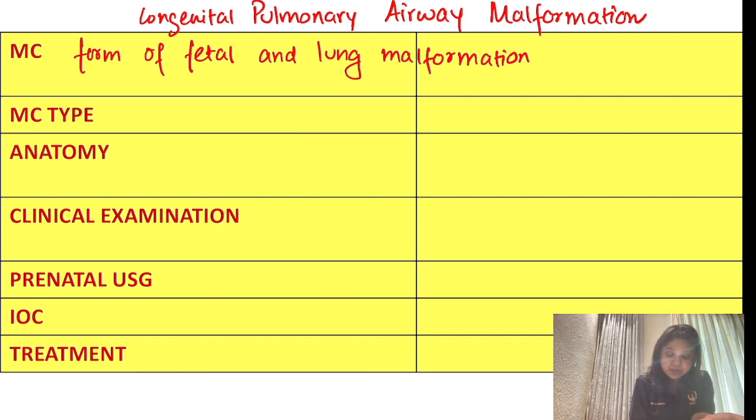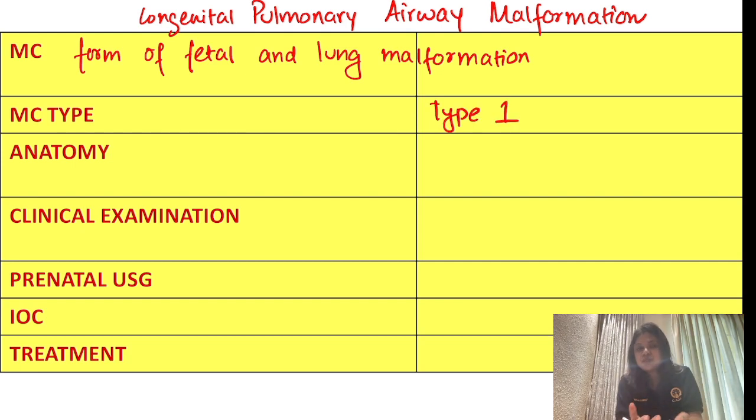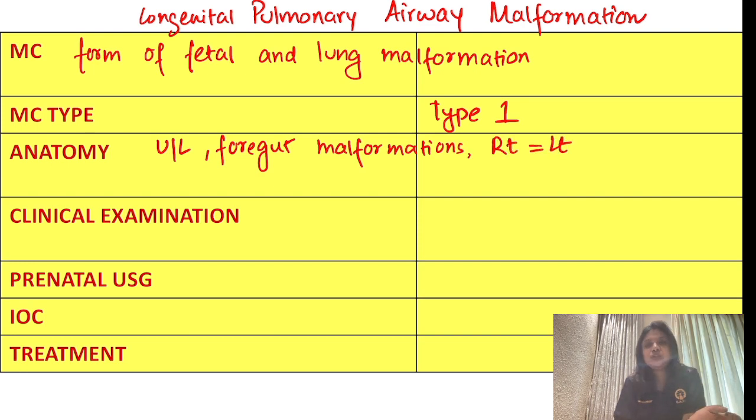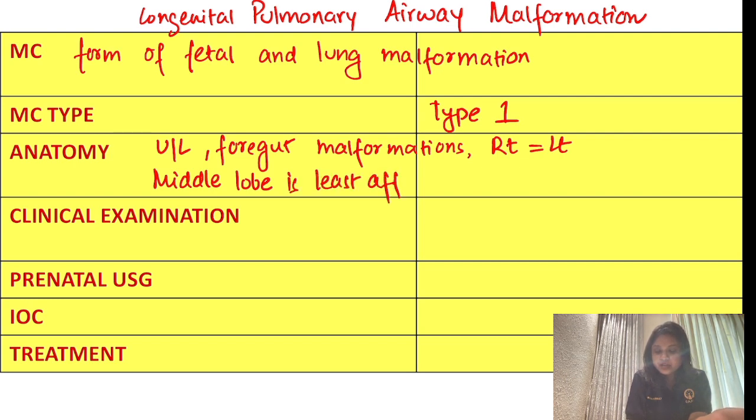So what is the most common type? There are various types, type 1 being the most common. So we need to know what is the problem in the anatomy in congenital pulmonary airway malformation. Okay, so it is a unilateral involvement. There can be foregut malformations associated with it. When I use the word unilateral, it means it can be right lung involvement or left lung involvement. There is no predilection as such. Remember, middle lobe is least affected. Very important.